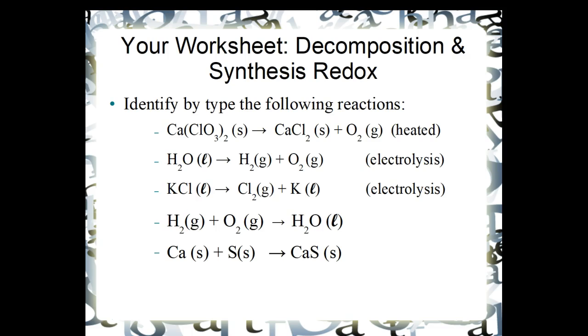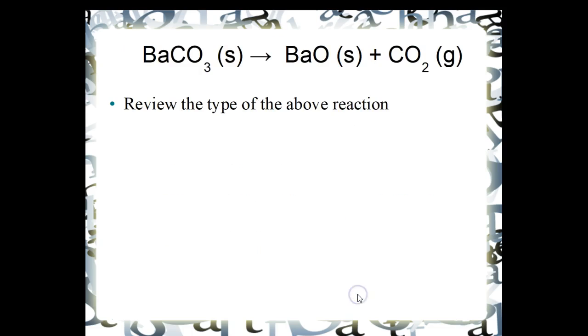decomposition of water, decomposition of the salt potassium chloride, and then the synthesis of water from its elements, and the synthesis of calcium sulfide, a solid compound, from its elements. But we're going to generalize as well. So let's look at our first reaction, the reaction of barium carbonate being heated to form barium oxide, solid, and carbon dioxide gas. So let's review the type.